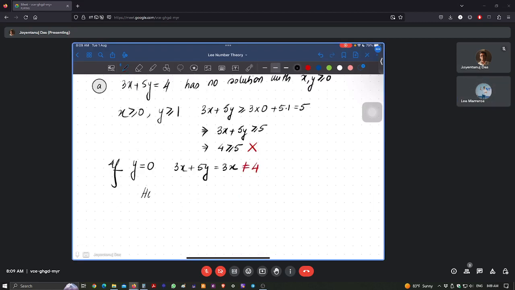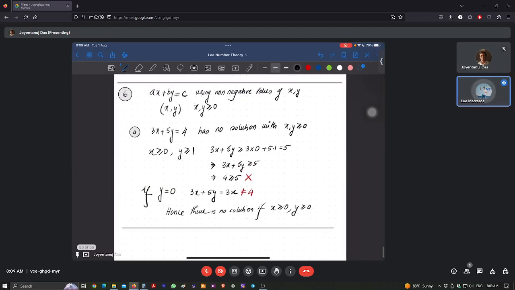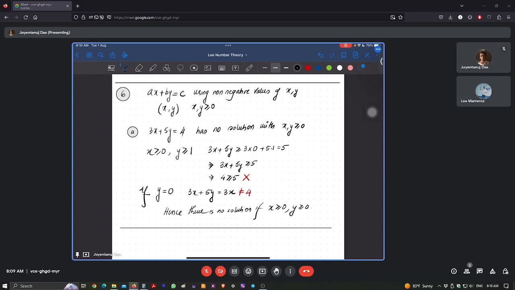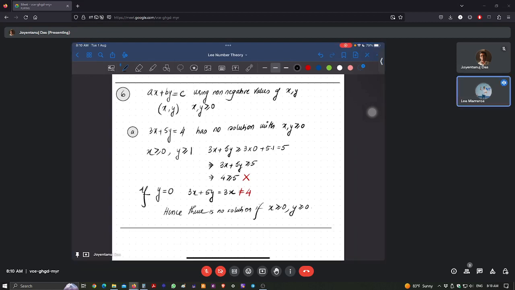Hence, there is no solution if we assume that both of them are greater than or equal to 0. So just by testing these two scenarios, x greater than or equal to 0 with y greater than or equal to 1, or y equals 0, we can say that the conclusion is that there is no solution.